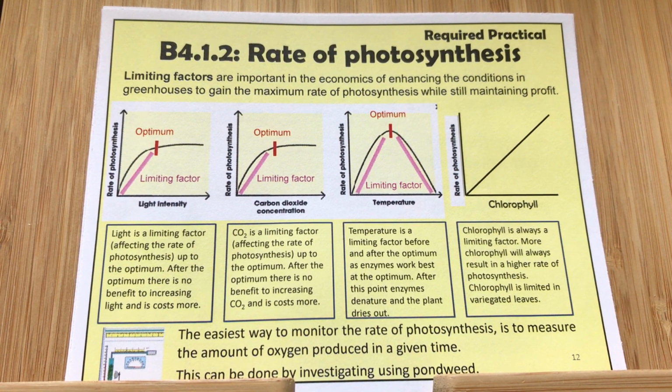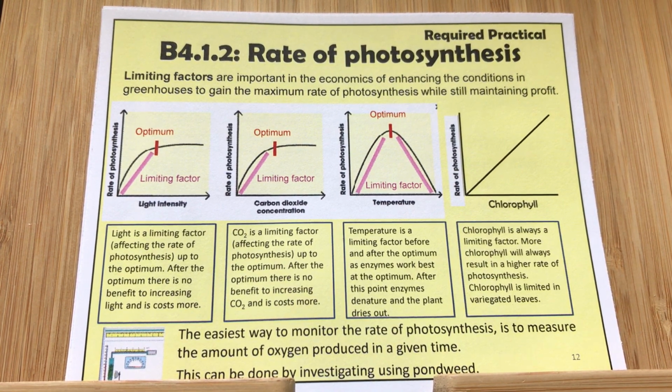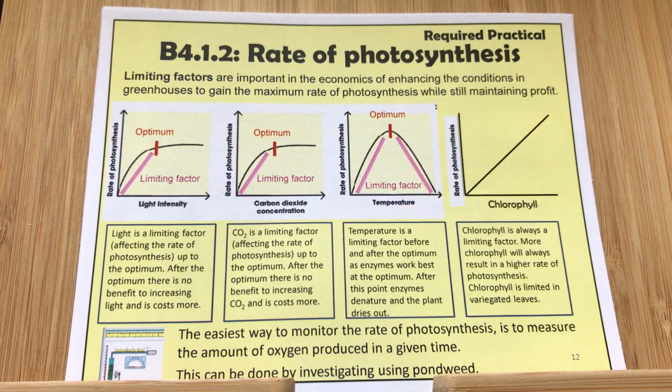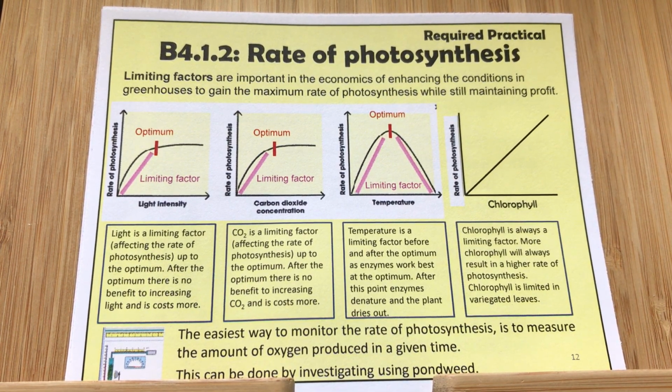Or we could do, let's time to see how long it takes to produce, say, 20 bubbles. So there's two ways of looking at it. I think the best for this is fixed period of time and how much oxygen is produced in that period of time. Now we can see here the first graph on the left is light intensity.